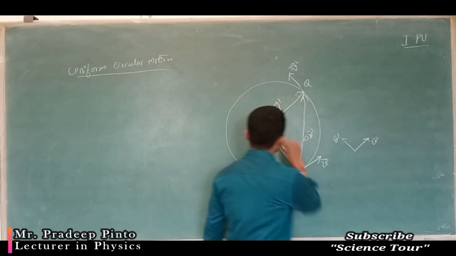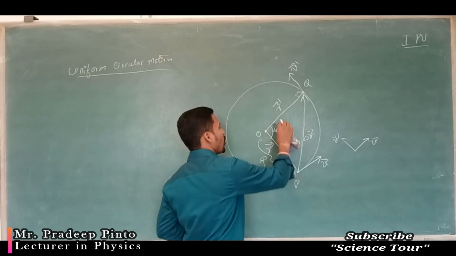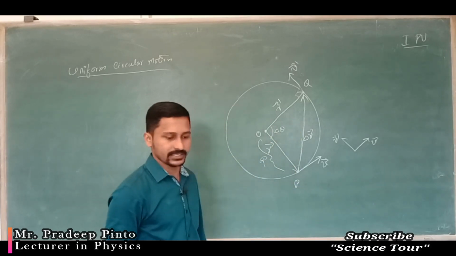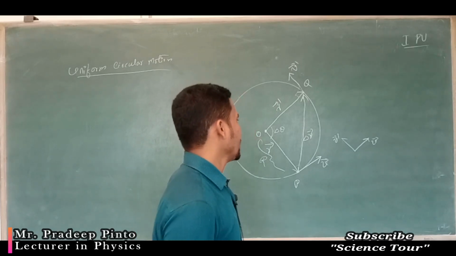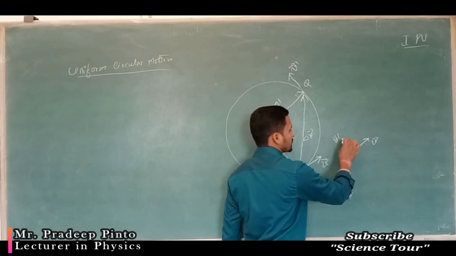V dash is a vector. Now this angle is theta or delta theta. Why delta theta? Delta theta is small, so don't worry about why we are writing delta. Delta is nothing but a small angle, just to represent that we are writing.